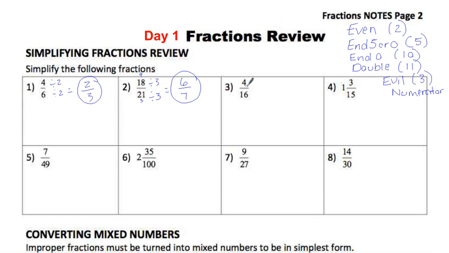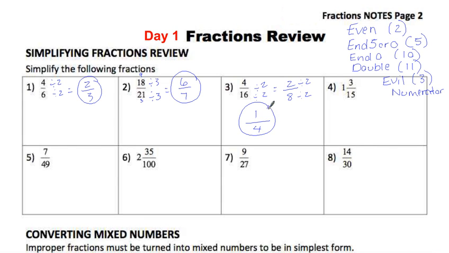How about number 3? They're both even. 2, 4, 6, 8, 10, 12, 14, 16. Now, in this case, you could divide by 2, numerator and denominator. 4 divided by 2 is 2, 16 divided by 2 is 8. But if you look at this again, 2/8, they're both even again. So I could divide by 2 in the numerator and the denominator again. 2 divided by 2 is 1, 8 divided by 2 is 4.